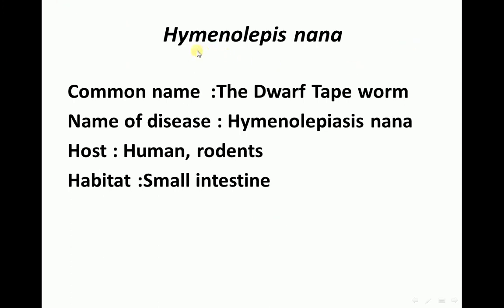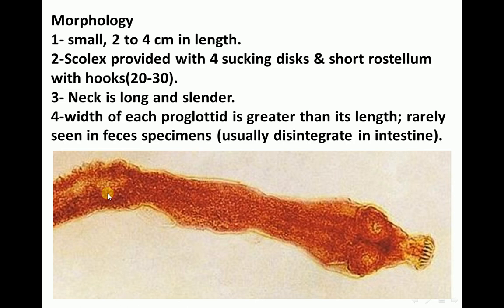The first parasite is Hymenolepis nana, common name the dwarf tapeworm, name of disease Hymenolepiasis nana, host human and rodents, habitat in the small intestine. Morphology of this parasite: small in size, about 2 to 4 centimeters in length, scolex provided with 4 spherical suckers, and short rostellum with 20 to 30 hooks.